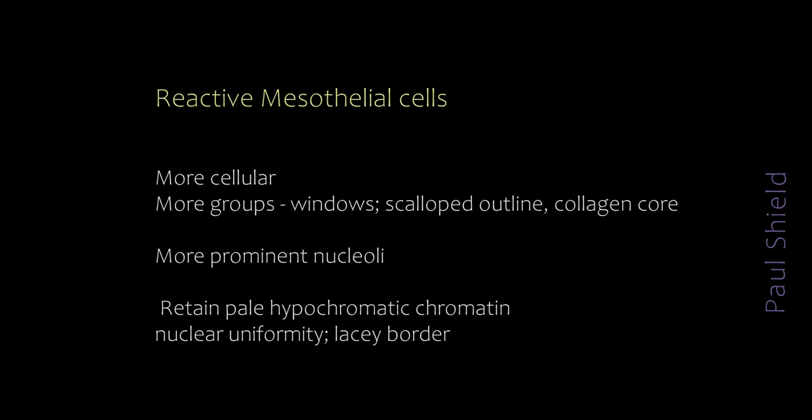When they become reactive or hyperplastic, mesothelial cells become much more numerous in specimens. They become more cellular. You get more groups of cells. Usually these are fairly simple groups that are flat. They show windows and a scalloped outline, sometimes a core of collagen in the middle of them. They often have quite prominent nucleoli, but the key features are that they retain those mesothelial characteristics, including the cytoplasmic characteristics and the very pale hypochromatic chromatin. And these are important features in separating them from malignant mesothelioma and from malignant metastases of adenocarcinoma.